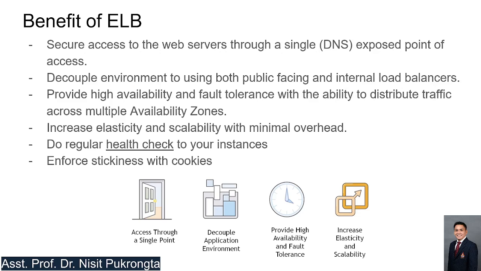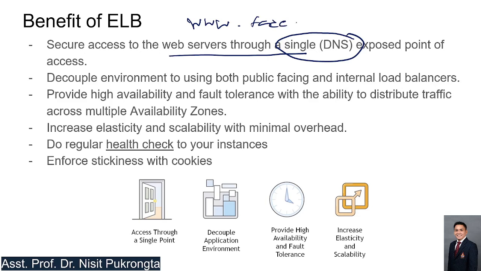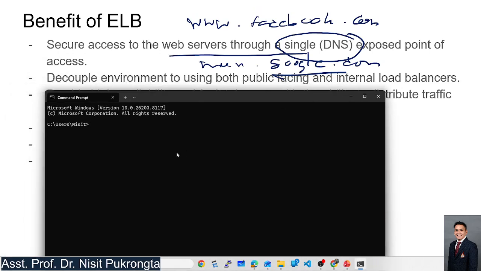When we talk about the benefits of Elastic Load Balancing, first is secure access to the web server through a single DNS name. For example, when you go to www.facebook.com or google.com, you will see a lot of server IPs. For example, I will show you this. In Windows, we can use nslookup.